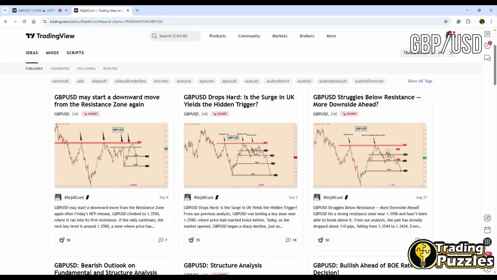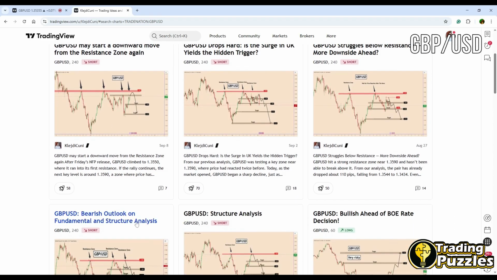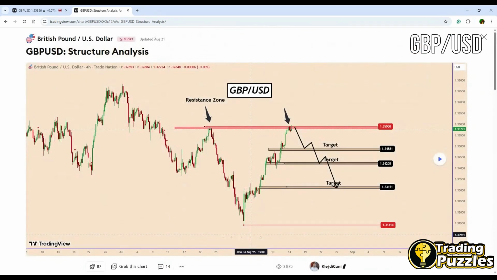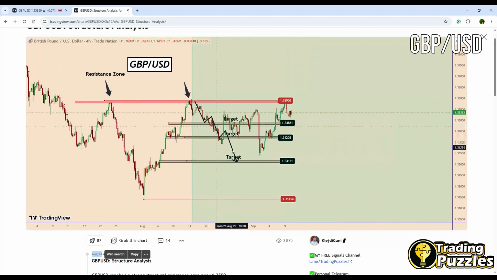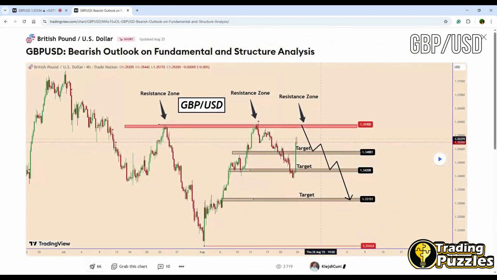Today I will share with you how to understand and interpret the resistance zone and the key for profitable trades. For this I'm going to take my real-time example analysis that was posted on GBPUSD. This was posted on August 14th. As you can see, the price reacted from this area. I will explain everything step by step.